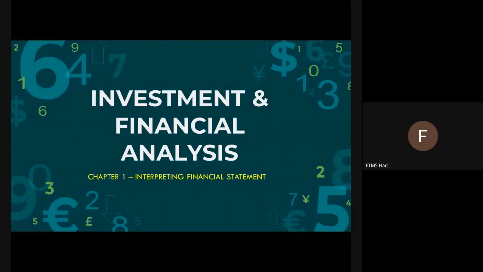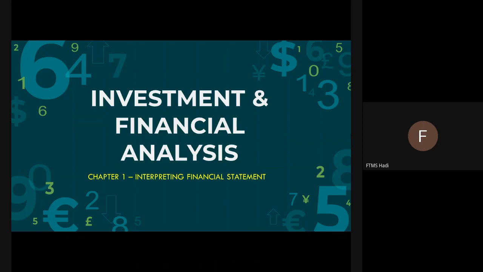Okay, we will start with chapter one. Just to make it clear, this investment and financial analysis module and the financial management module that you will learn have about a 90% difference. I think there is one chapter that is redundant, which means you will learn the same chapter in this module and also in the financial management module. So just to let you know about that.